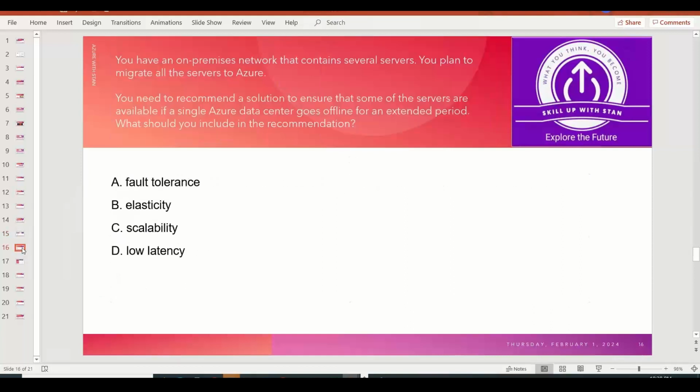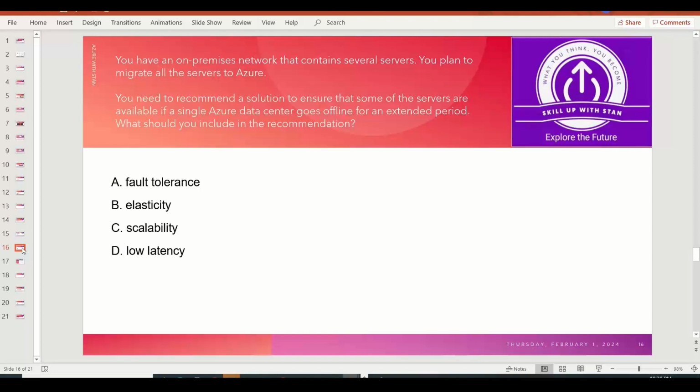You have an on-premises network that contains several servers. You plan to migrate all of the servers to Azure. You need to recommend a solution to ensure that some of the servers are available if a single data center goes offline for an extended period. What should you include in the recommendation? So they're asking us what kind of feature will help us achieve this.